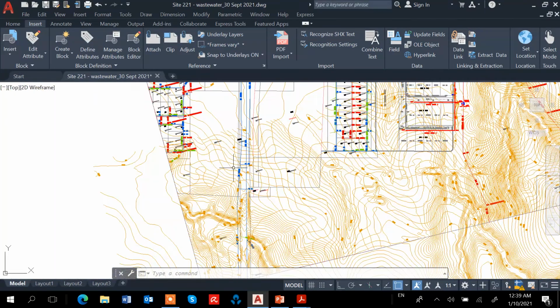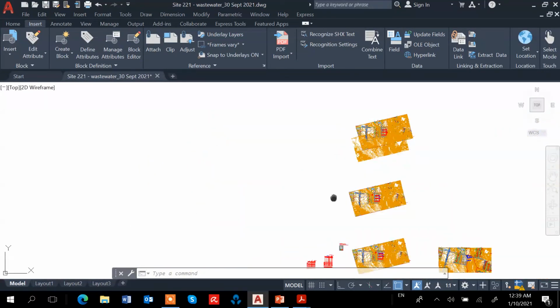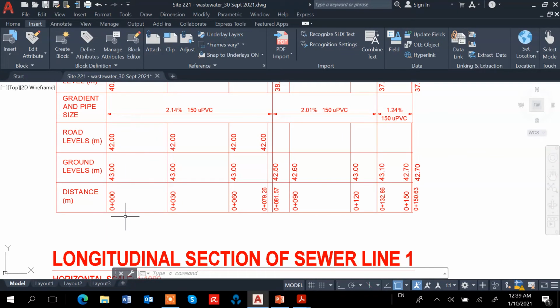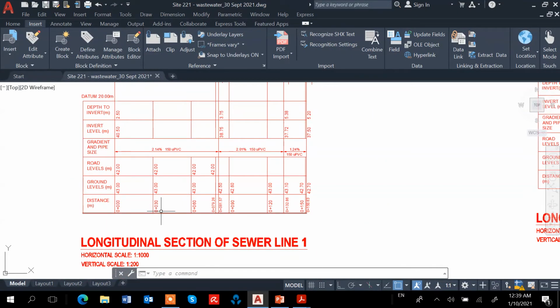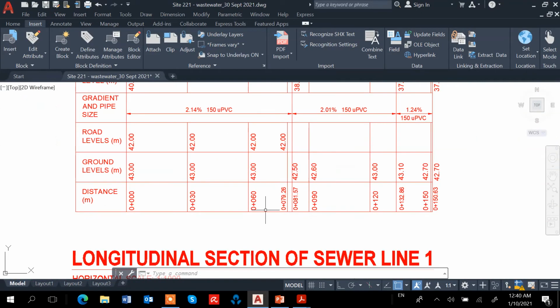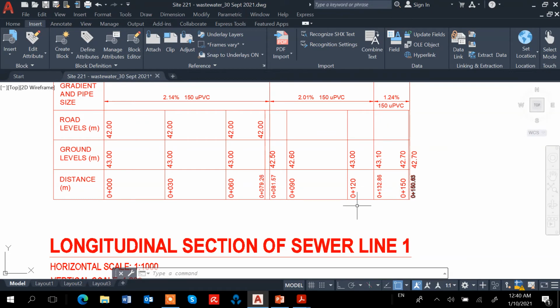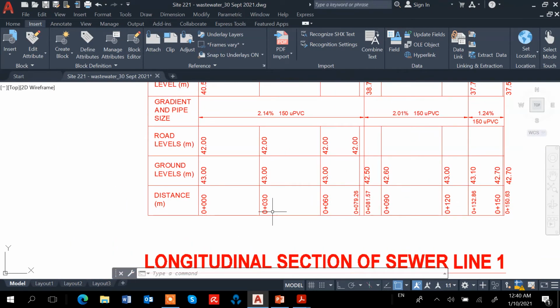So actually we have done it here. I have the distance from the first manhole, 0, 0, until the end, which is the one that discharged into the existing manhole, which is 150.63 for this cell.